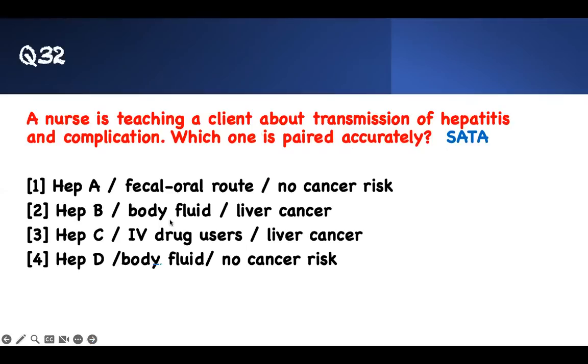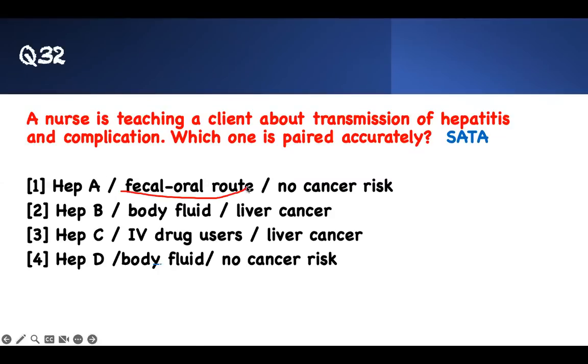So let's apply. This is teaching a client about transmission of hepatitis and complications. Which one is paired accurately? Hep A is by fecal-oral route, no cancer risk. Hep B, body fluid and liver cancer risk. Number 3, Hep C, IV drug user, and then liver cancer. And 4, Hep D, body fluid, no cancer risk. So what do you think, based on what we have? Which one is paired accurately?